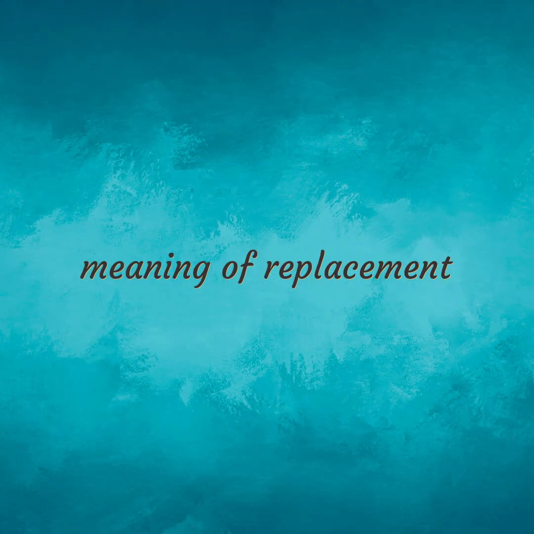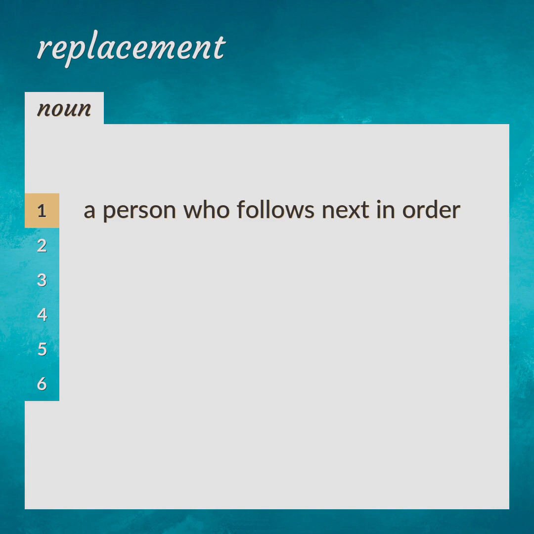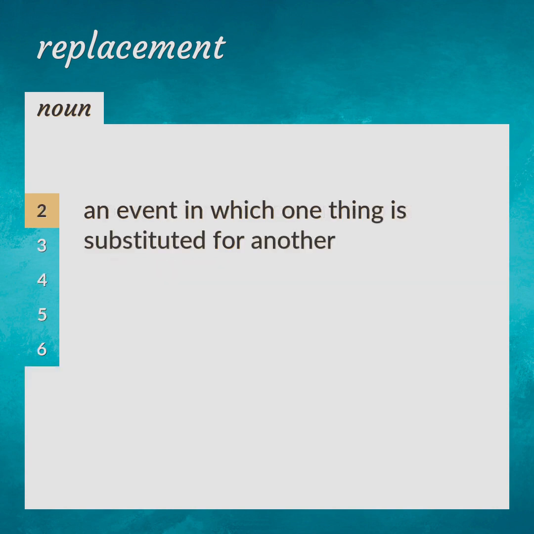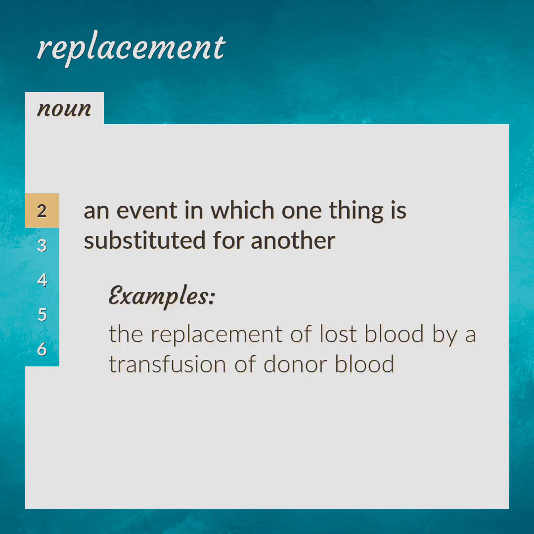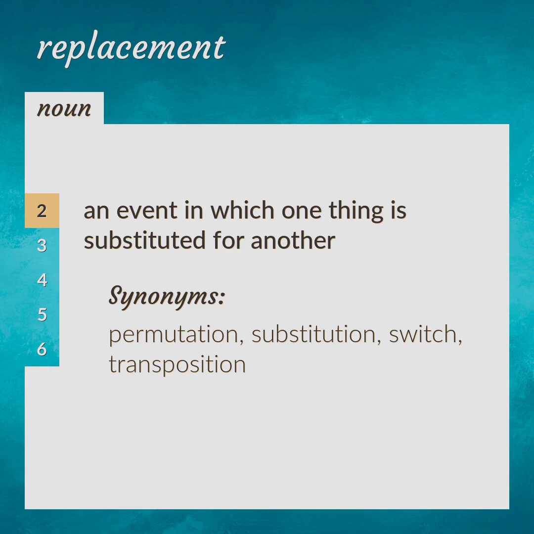Meaning of replacement. A person who follows next in order. Successor. An event in which one thing is substituted for another. The replacement of lost blood by a transfusion of donor blood. Permutation, substitution, switch, transposition.